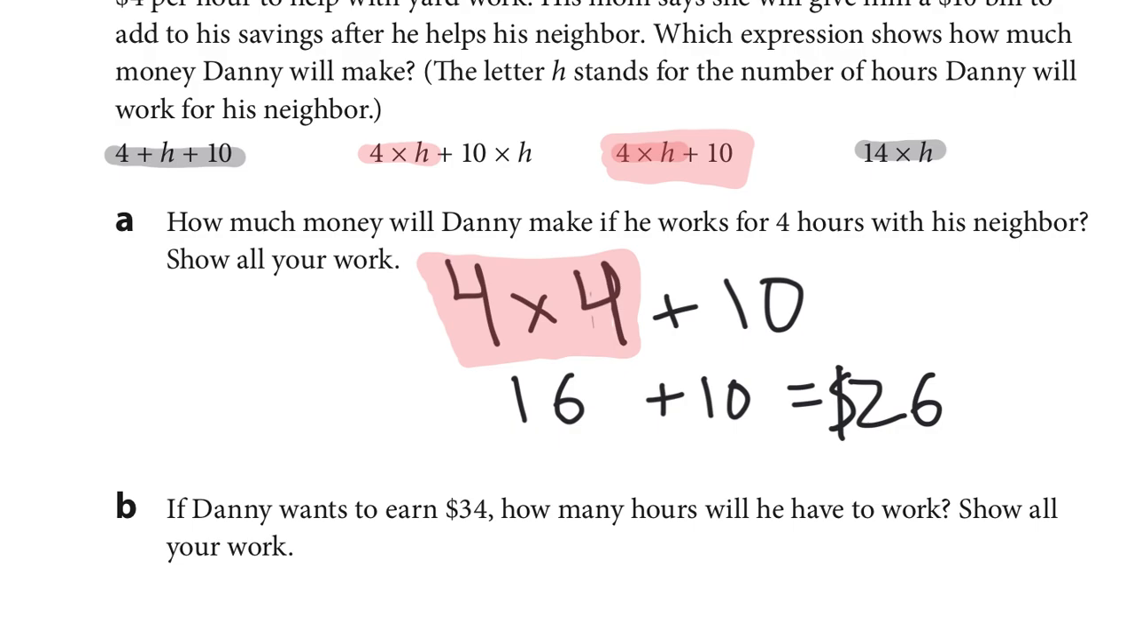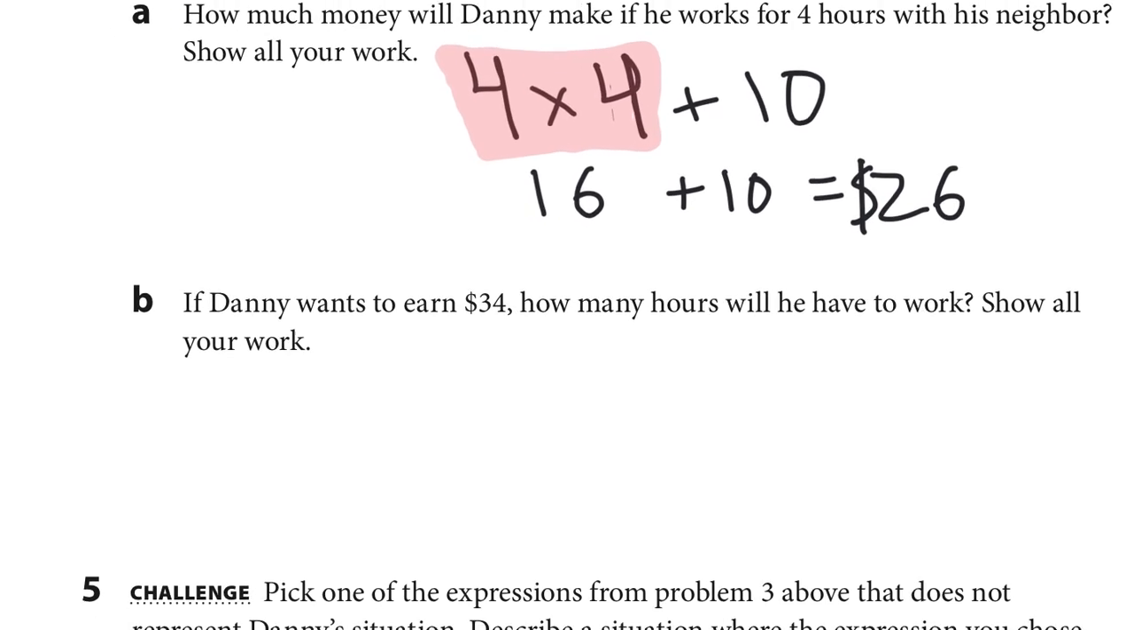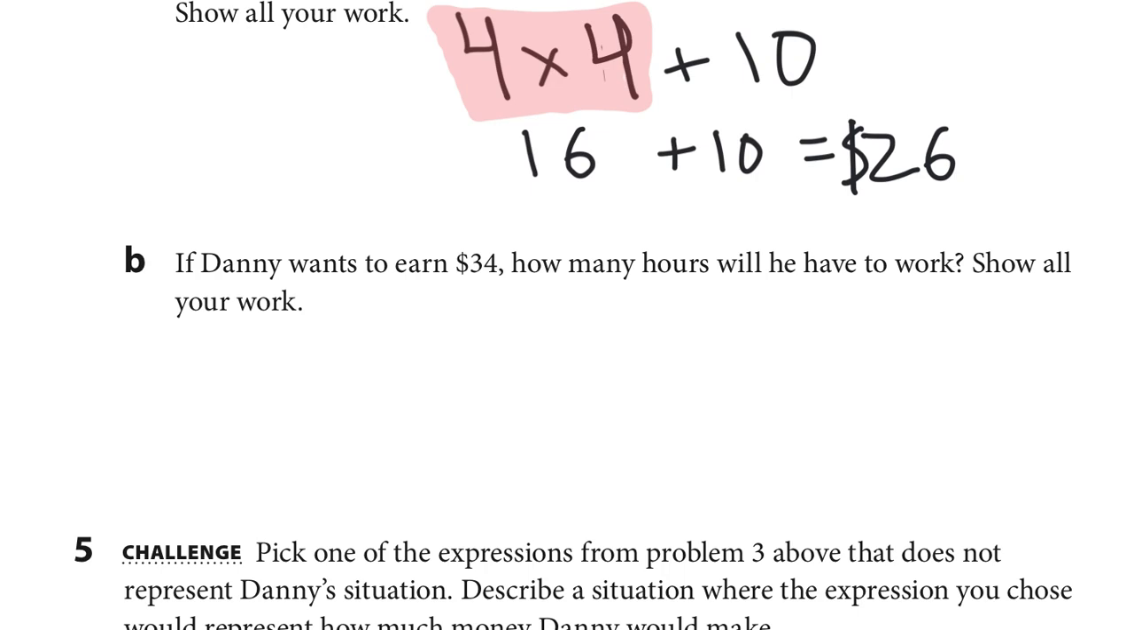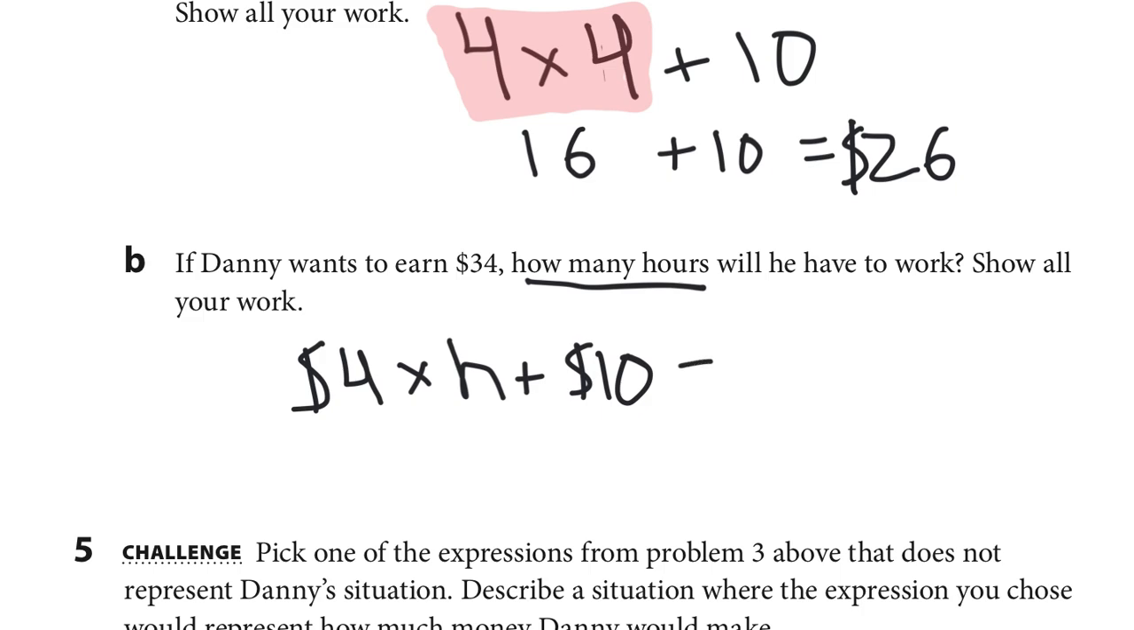Okay. It says, if Danny wants to earn $34, how many hours will he have to work? Show all your work. Well, let's write our equation down. We know that you get $4, and we're going to take that times the number of hours you work, which we don't know. So I'm going to leave that as an H because it says how many hours. We don't know. But we do know that we do get to add $10 at the end. And when we're done doing that, we should have a total of $34.